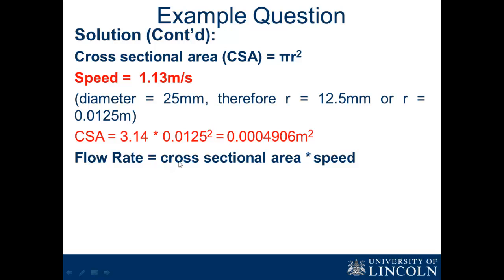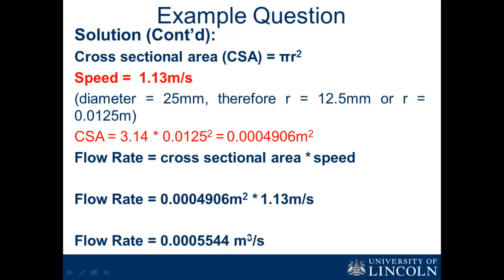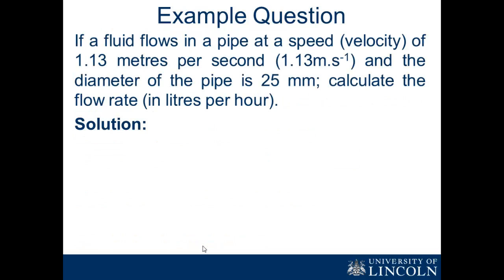Now, our interest is to calculate the flow rate. The flow rate will be cross-sectional area multiplied by speed. When you multiply that, don't forget, meter squared multiplied by meter per second gives meter cubed per second. That is why you have your flow rate in meter cubed per second. Use your calculator to multiply these two, and you have 0.005544 meter cubed per second. All right, that is the question we've just solved.